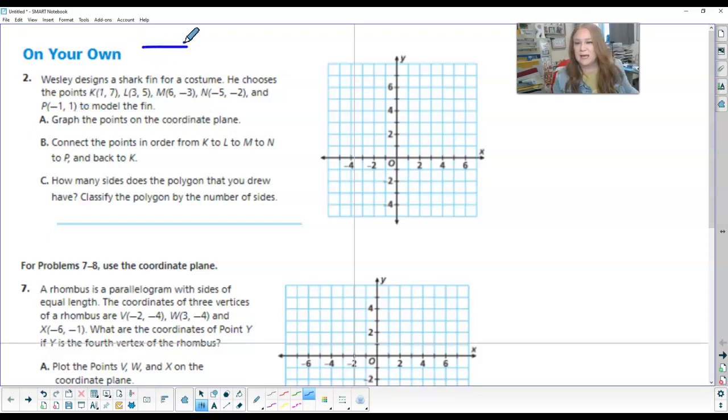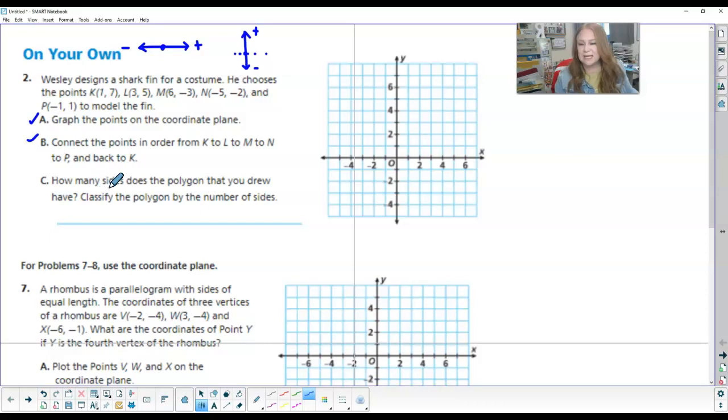So remember, we always have to go over from 0 first, over left or right, positive goes to the right, negative goes to the left. And then the second number tells us to go from that line, from wherever you are on the X, to go up, positive, or down, negative. So go ahead and graph those, and then you're going to connect them in order, K, L, M, N, P, and then P is going to go back to K.